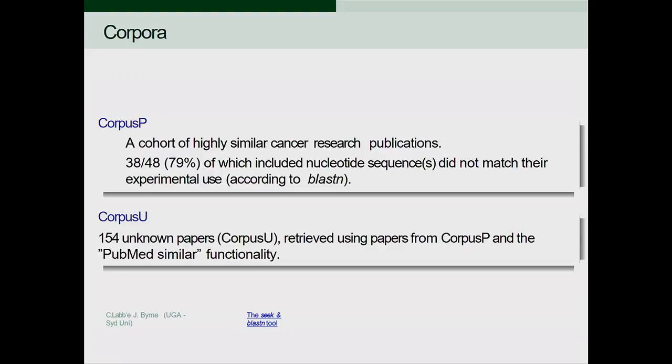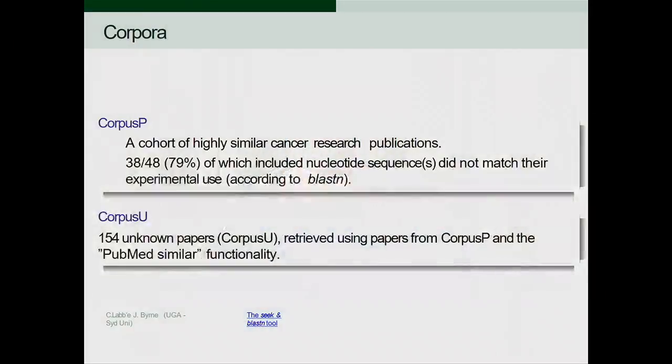And there is another corpus, an unknown corpus, in which there are plenty of papers that have been retrieved using the PubMed similar function. So you just click on a paper and you get papers that are similar to the paper you clicked. This corpus is mostly composed of open access papers because you cannot scrape fee-based databases. So whatever the results are, you cannot interpret them between open access and fee-based access.